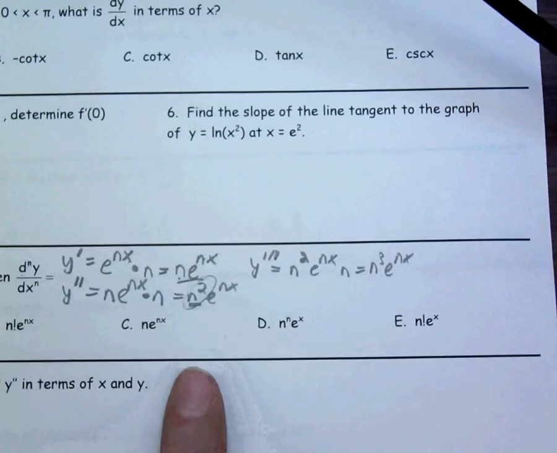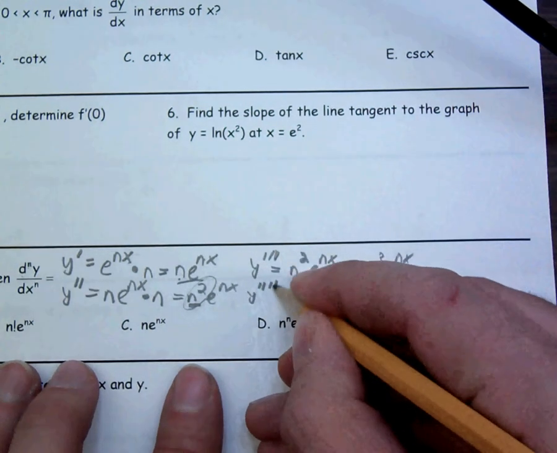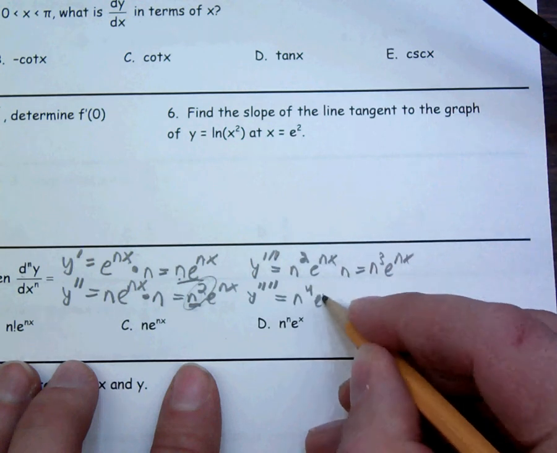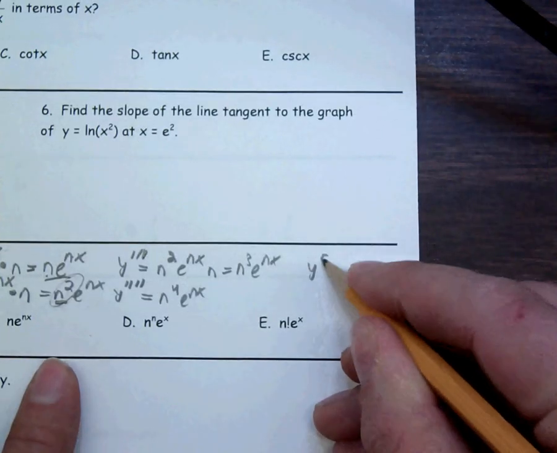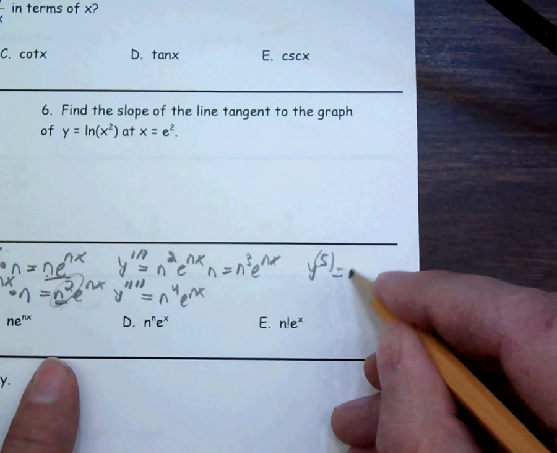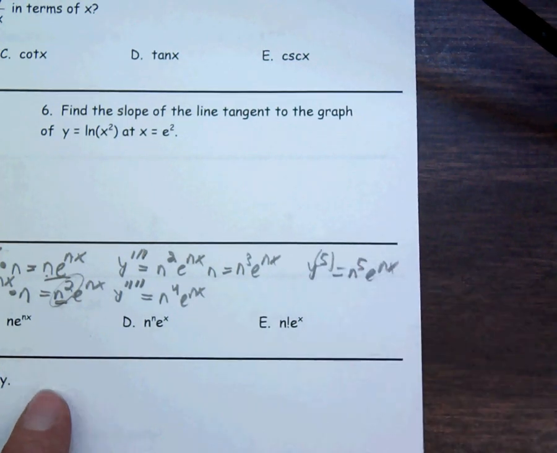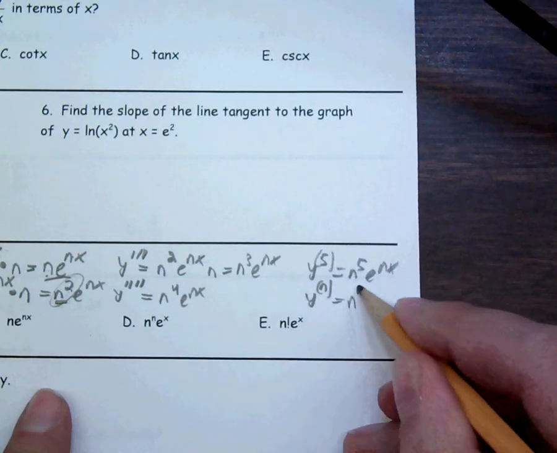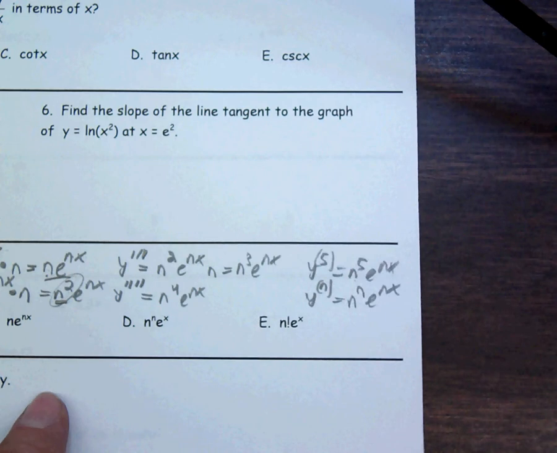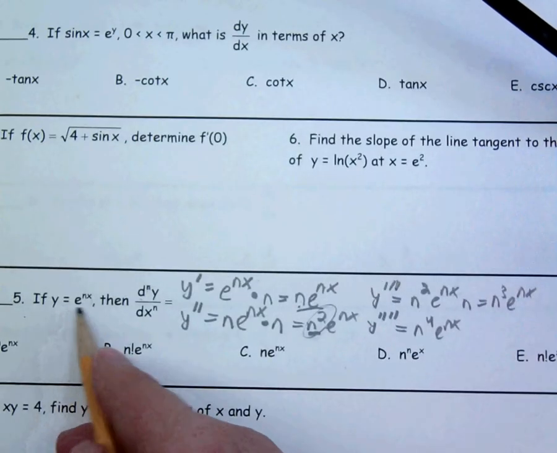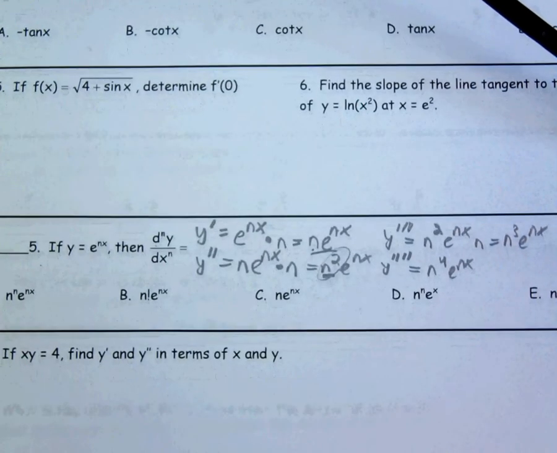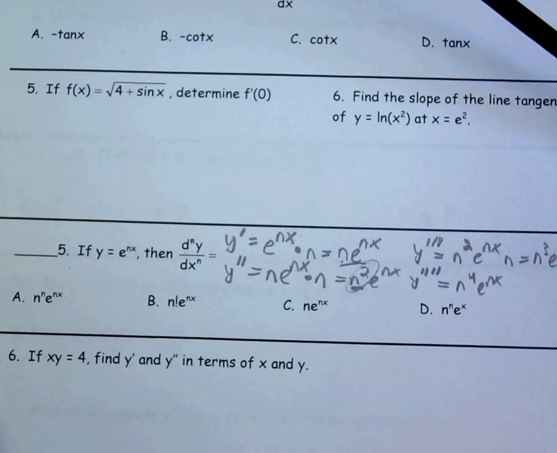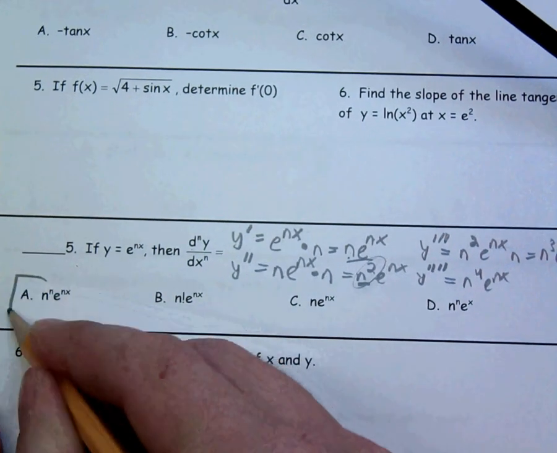And we can keep going until we feel comfortable in our pattern. The fourth derivative will be n to the fourth, e to the nx. The fifth derivative will be n to the fifth, e to the nx. And so hopefully we can see that the nth derivative is going to be n to the n power e to the nx. Guys, this is a really easy problem to do the derivative of. What it's testing is, can you take the skills you have and apply them to a different situation? The answer is clearly A.